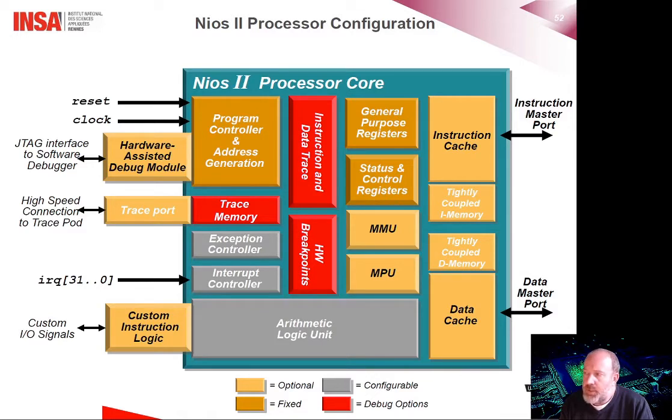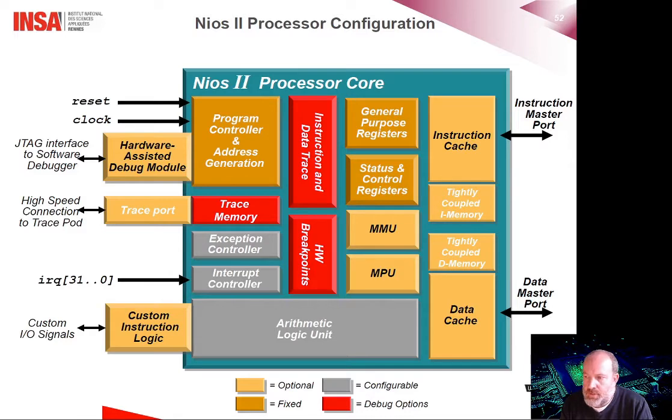Here is the architecture of the Nios II processor. The fixed elements are the program controller and address generation block, here in brown. Then you may find a bunch of general-purpose registers, as well as status and control registers. This is provided by the vendor and cannot be changed. There are also configurable modules within the processor that are the arithmetic and logic unit in gray, the exception controller, and the interrupt controller. Furthermore, an additional instruction and data cache memory here can be implemented depending on the flavor of the processor you want to deal with.